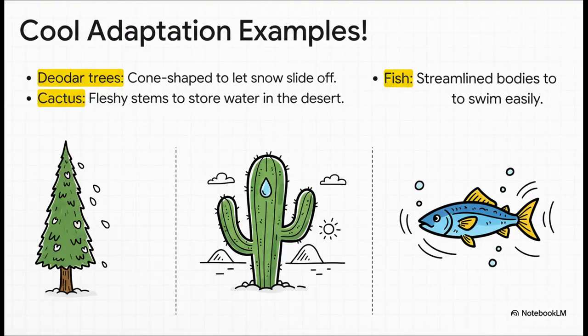For example, a camel's hump stores food for the desert. Deodar trees are shaped like a cone, so all the snow just slides right off. A cactus has a thick, fleshy stem to store water, and a fish has that sleek, streamlined body to zip through the water easily. All of these are perfect examples of adaptation.